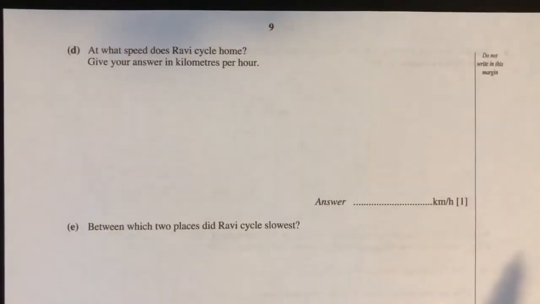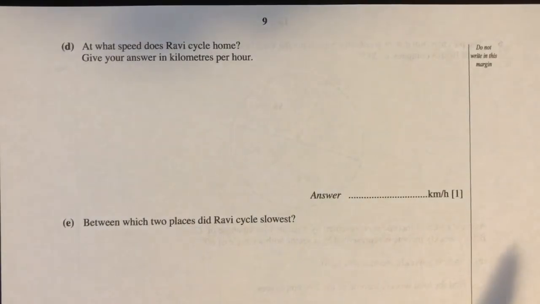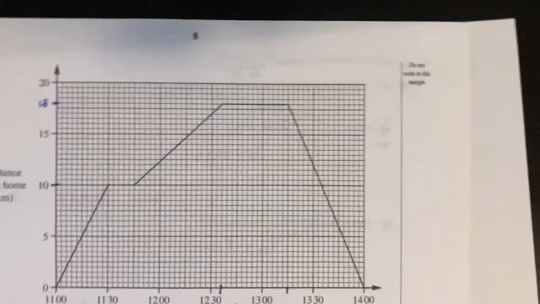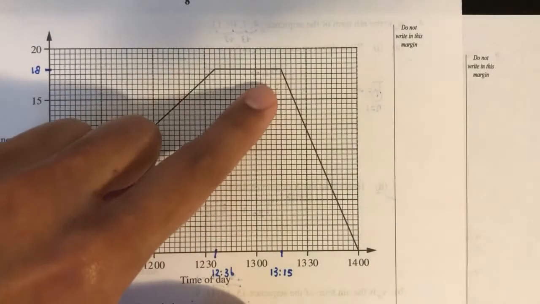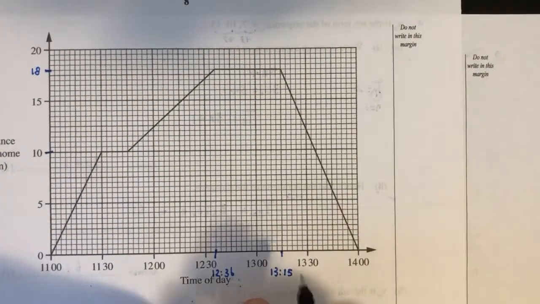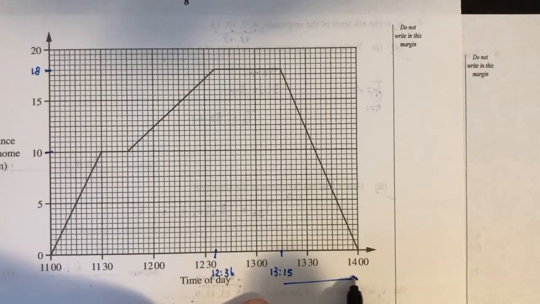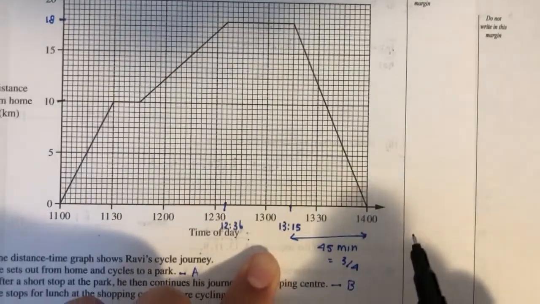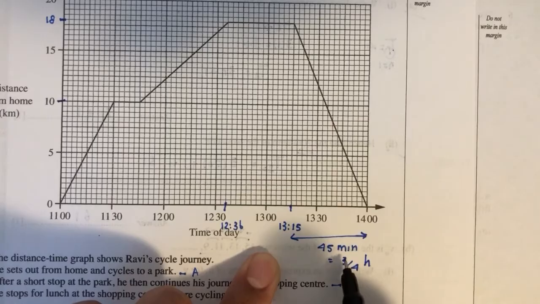Moving on to part D. At what speed does Ravi cycle home? So let's find out. Cycling home will be the last step. Basically, he leaves the shopping center here and comes back home here. So the time he takes is this time. He took 45 minutes, which is 3/4 of an hour, to cycle back home.